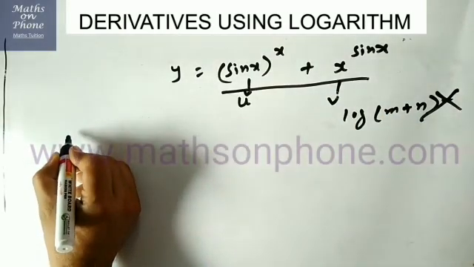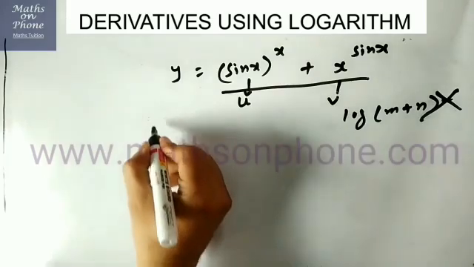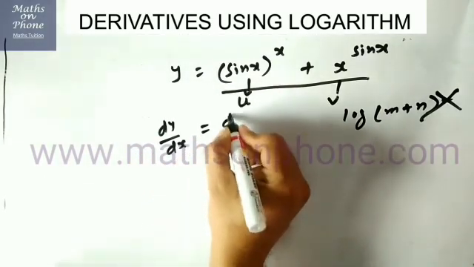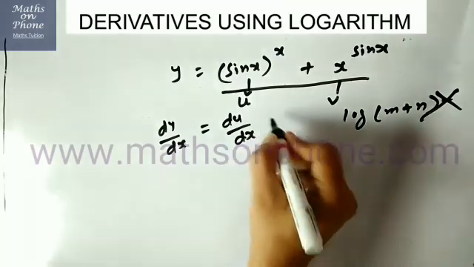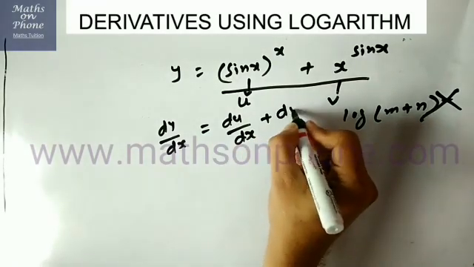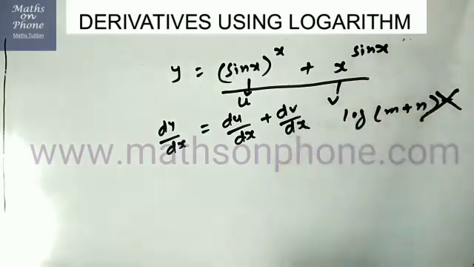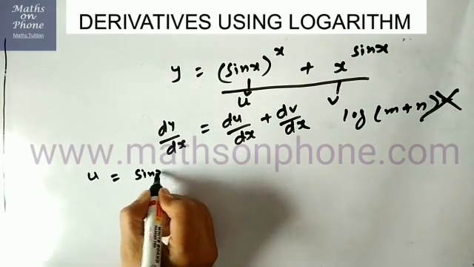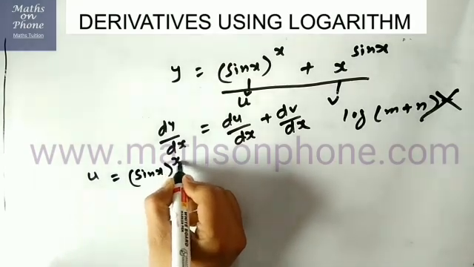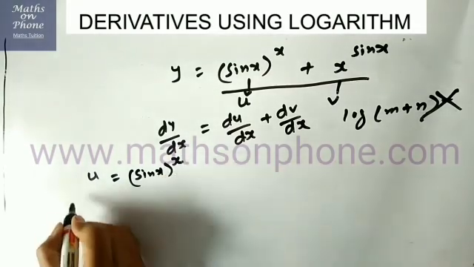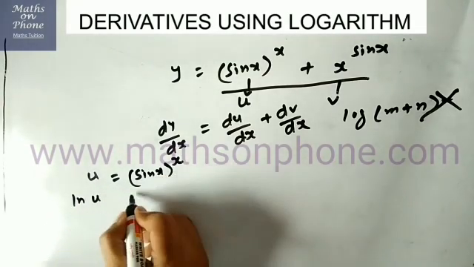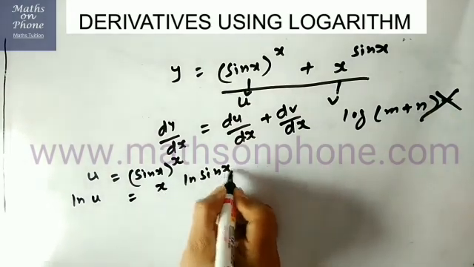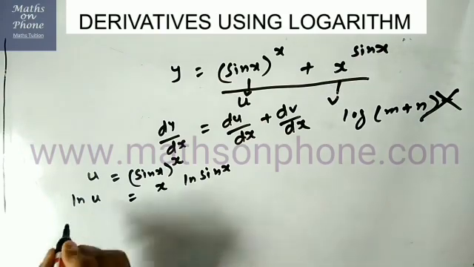Now we will give the treatment to u and that to v and then put. So what actually dy by dx is du by dx plus dv by dx. Now giving treatment to u, u is actually sin x to the power x, variable to the power variable. Taking log both sides, ln u is equal to x ln sin x. So we can find du by dx from here.